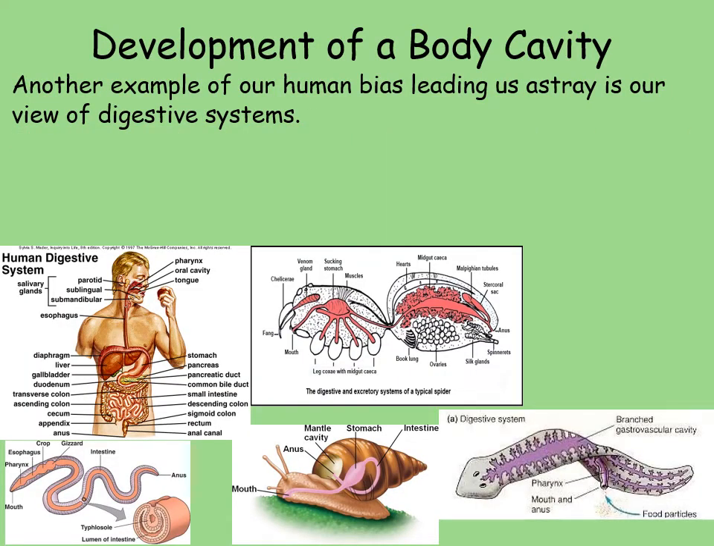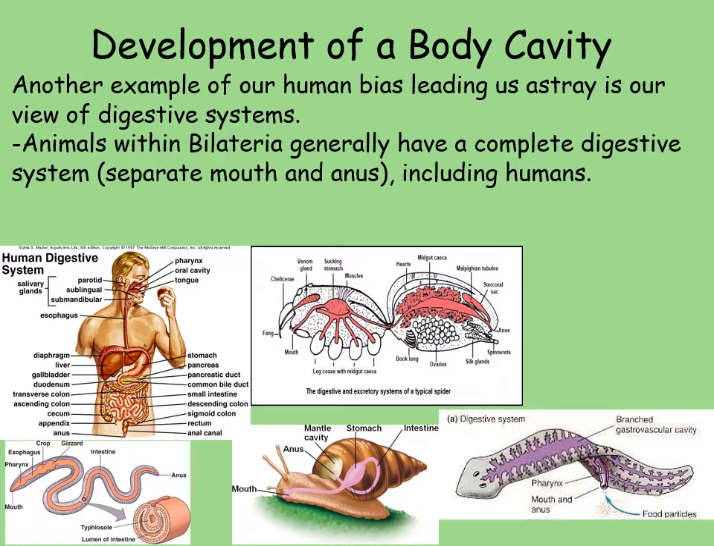Another example of our human bias leading us astray and causing biology teachers and biologists to make bad decisions, to get it wrong with regards to evolution, is in our digestive system. So animals within bilateria, if you look at different animal groups throughout bilateria, they usually have a complete digestive system. They have a mouth on one side and an anus on the other, including us. That's the nature of our digestive system.